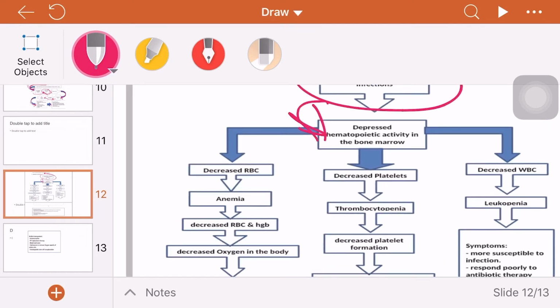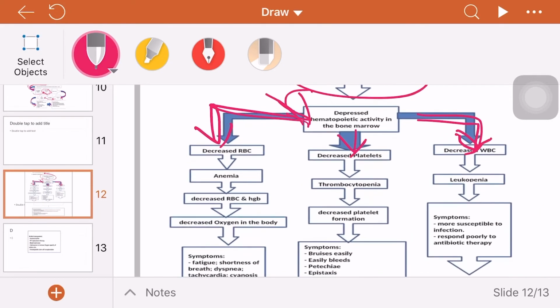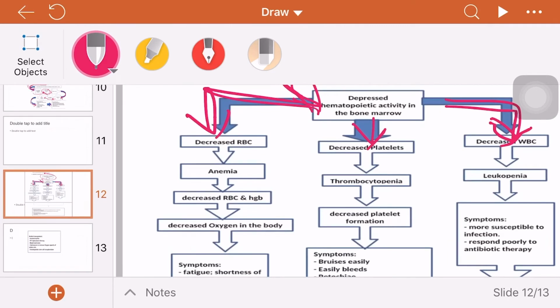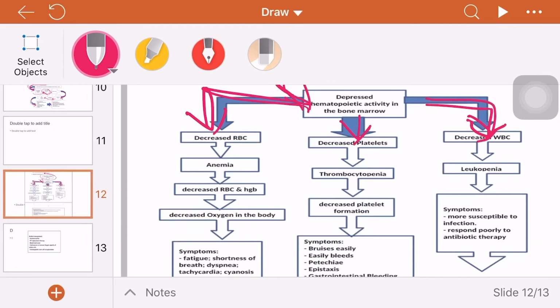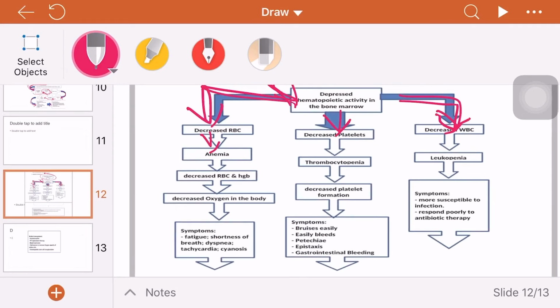Once that happens, mo decrease iyang RBC, mo decrease iyang platelets, mo decrease ang WBC. So pwede siya nimo ilahi-lahi gihapon, depending on the disease process of a certain disease. So this is applicable to aplastic anemia. So, kung decrease ang RBC, magkanay anemia, decreased RBC and hemoglobin, so tendency, decreased oxygen in the body.